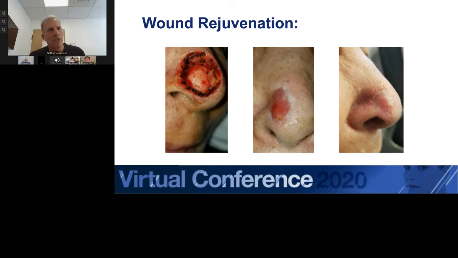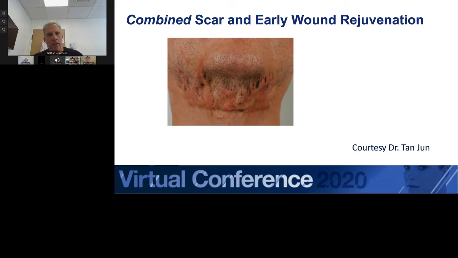You're talking about extremely early treatment of scars, even before the scar starts, treating over the wound bed and seeing a wound bed heal better, and treating the rim of the wound bed, and guiding the scar as it scars to be more pliable and to heal more aesthetically. And finally, I just want to talk about the combined scar and early wound rejuvenation. If you take all of this together, as in this patient, one of my good friends who is writing a book there in China, Dr. Tan Jun.